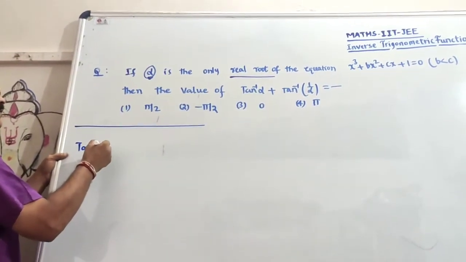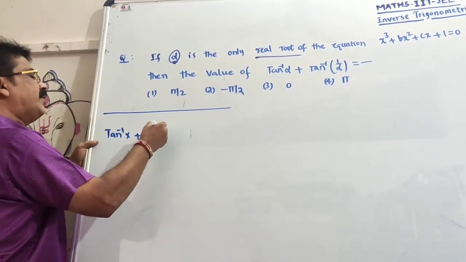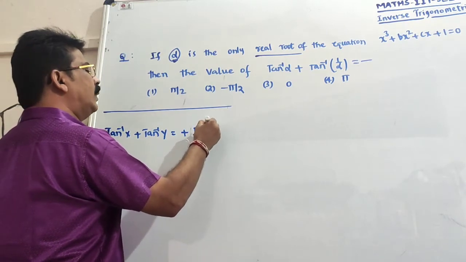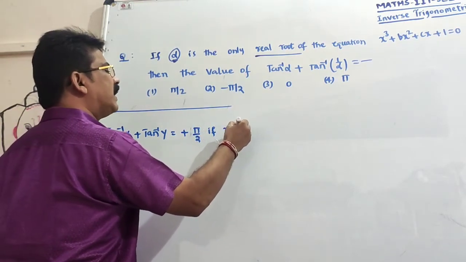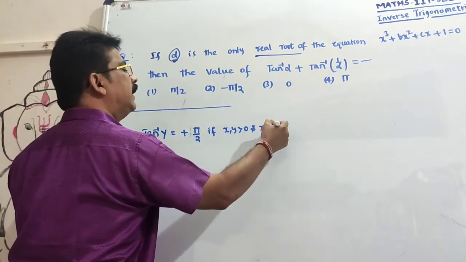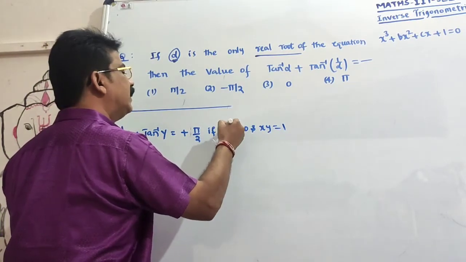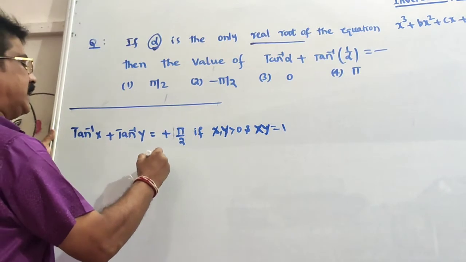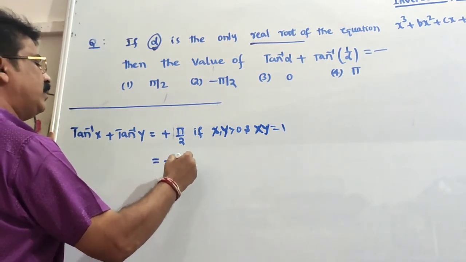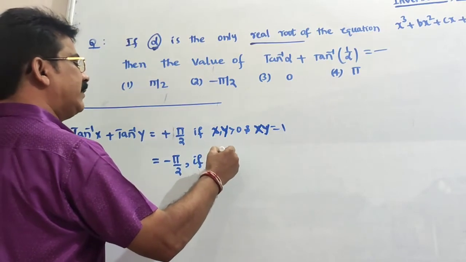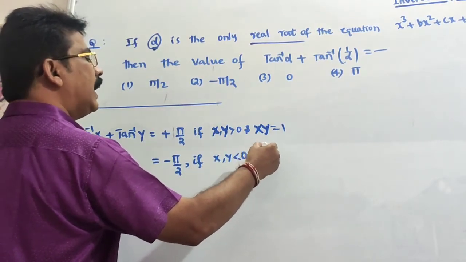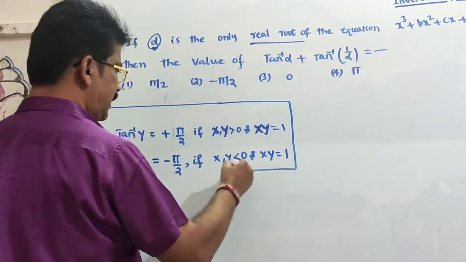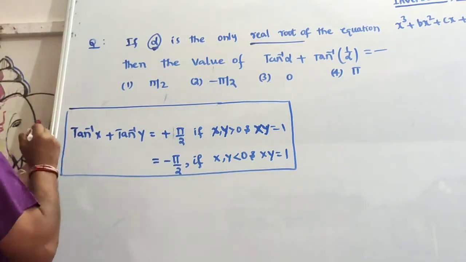tan inverse of x plus tan inverse of y is equal to plus pi by 2 if x, y are both positive and the product xy is equal to 1. It is equal to minus pi by 2 if x, y are both negative and xy is equal to 1. This is the most important formula.